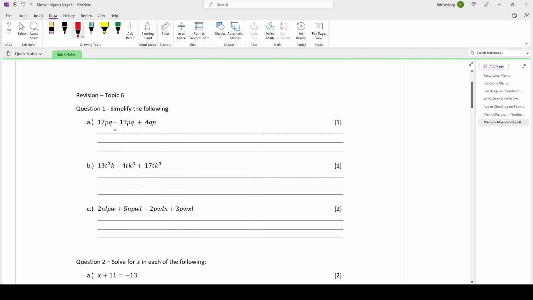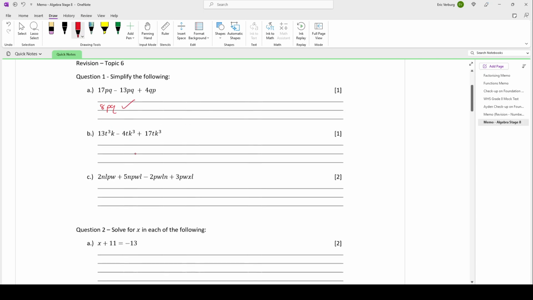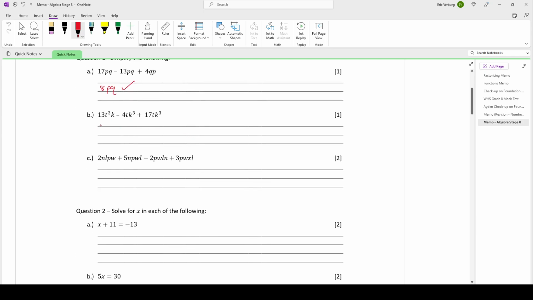All of them are like terms, which means we can add and subtract them. So we've got 17 of these things minus 13 of those things, which gives us 4 of these things. Plus another 4 of them gives us 8 of them. So here we have 8pq. Now you can write it as pq or qp. That doesn't matter. That's the same thing.